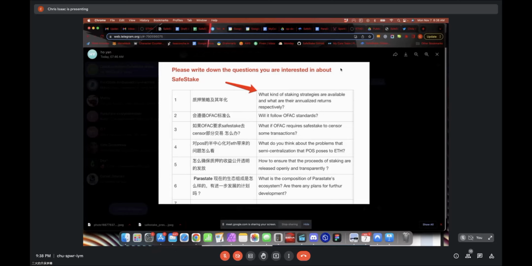Okay, what do you think about the semi-centralization problems that POS poses to ETH? I mean, these are some of them.